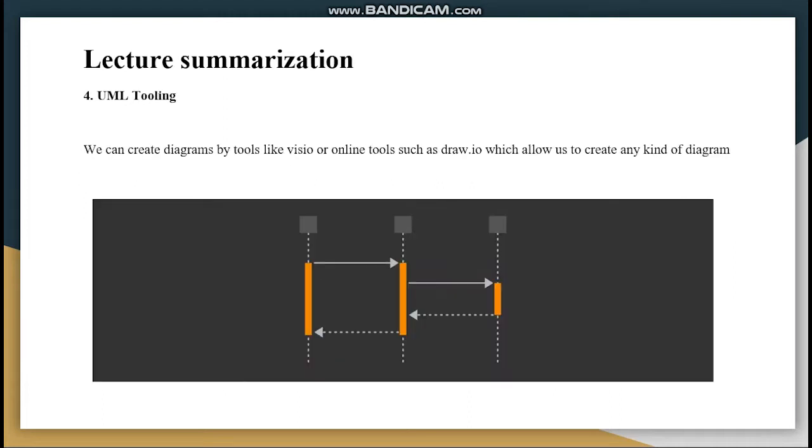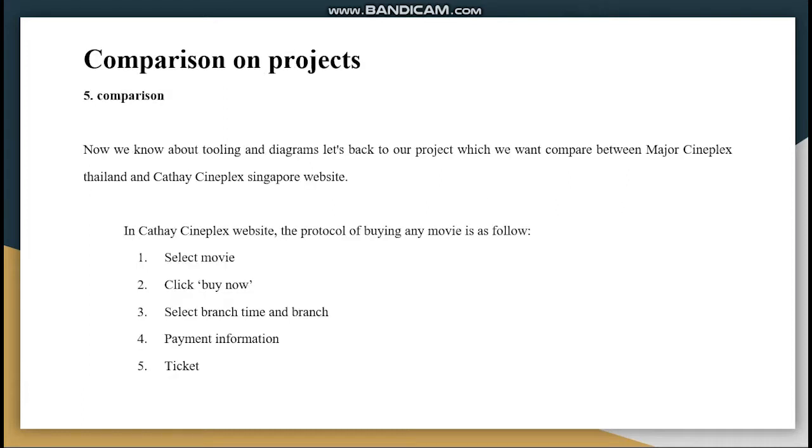Okay. So next is UML tooling. We can create diagrams with tools like Visio or online tools such as Draw.io. It's a very famous website which allows us to create any kind of diagram. Okay, and the comparison. Now we know about tooling and diagrams. Let's go back to our project, where we want to compare the Major Cineplex in Thailand and the Cathay Cineplex website in Singapore.